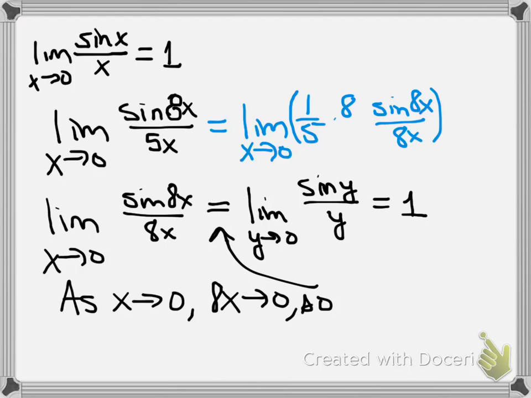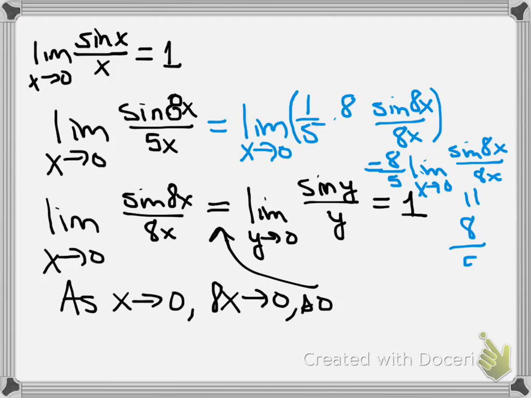It's just like the rationalizing the numerator or rationalizing the denominator trick we looked at. And now we look at this, and our limit laws say we can pull out that 8/5, and now we've got the limit as x goes to 0 of sine of 8x over 8x, which we just argued is 1, so the whole limit there is just 8/5.